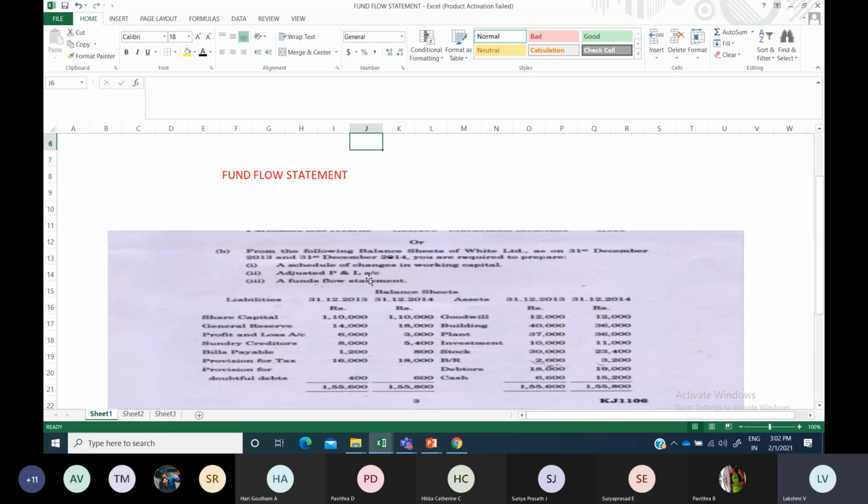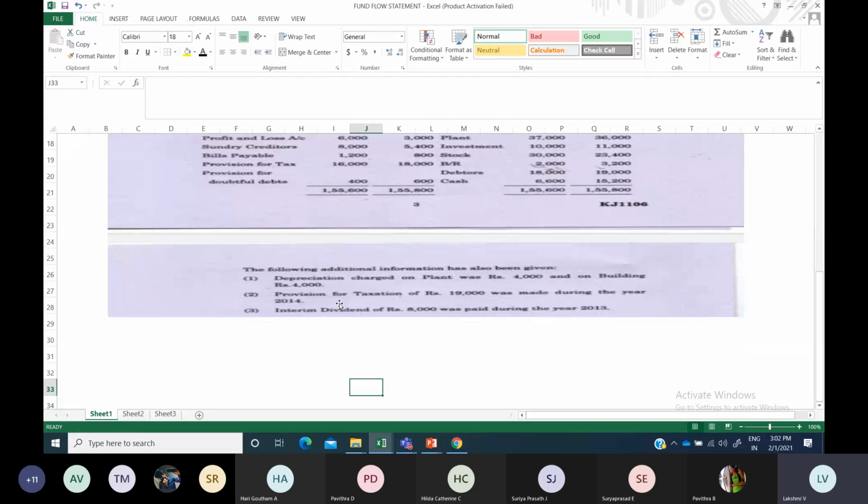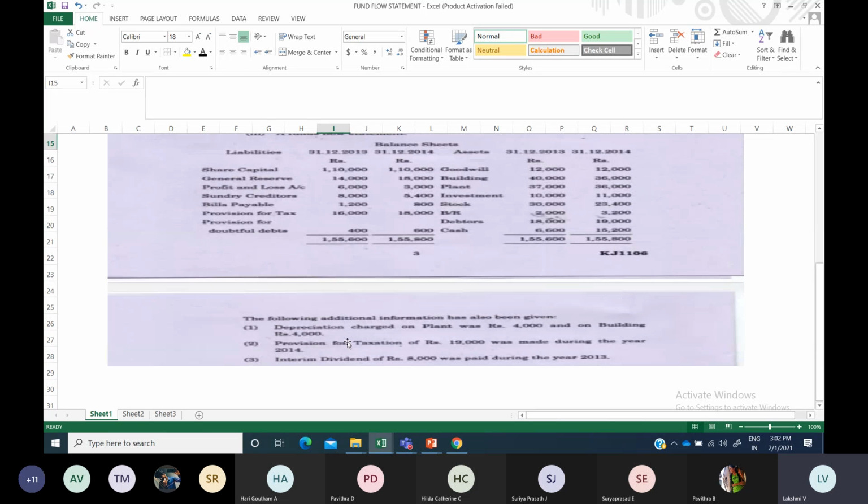So if you come across these kinds of items, you have to prepare separate accounts. For plant and building you have to provide depreciation, and only then can you find out how much they have purchased or sold. Provision for tax also needs a separate account. So now let us work out the problem.